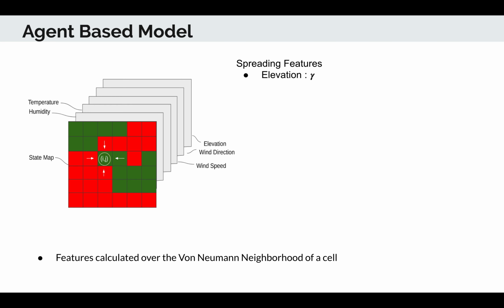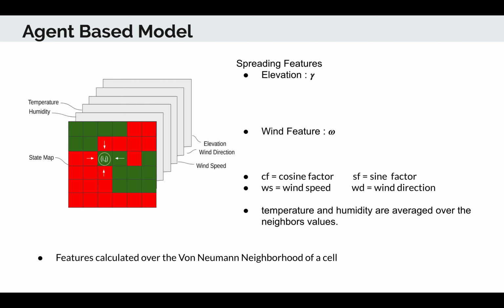The first feature that we're going to talk about is an elevation feature and then a wind feature that's going to have some trigonometric functions in it. And then the temperature and humidity are simply going to be averaged over the neighborhood values.